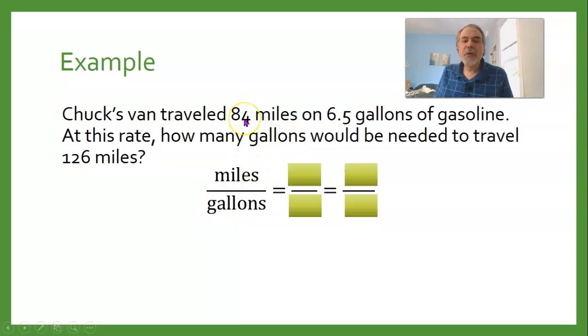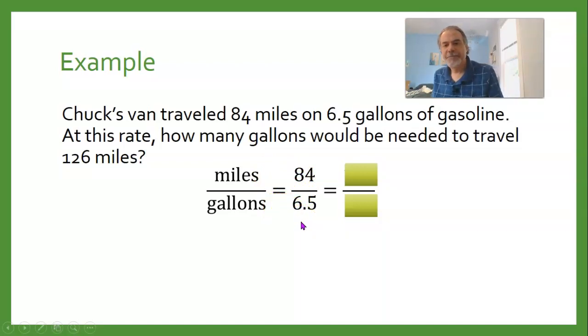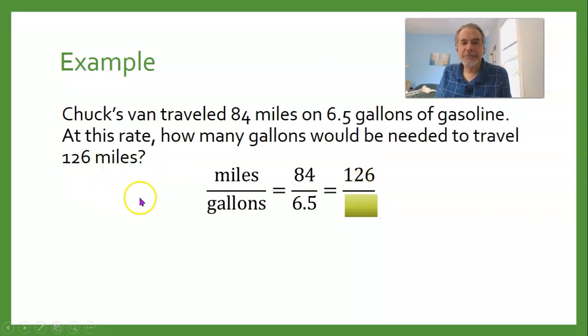So 84 miles on 6.5 gallons. One of these fractions has 84 for miles on top and 6.5 for gallons on the bottom. What about the other fraction? On top, we put the miles, and we have a number for that. That's 126. On the bottom, we put the gallons, and we don't have a number for that. That's what we're trying to find. So I'll call that x.